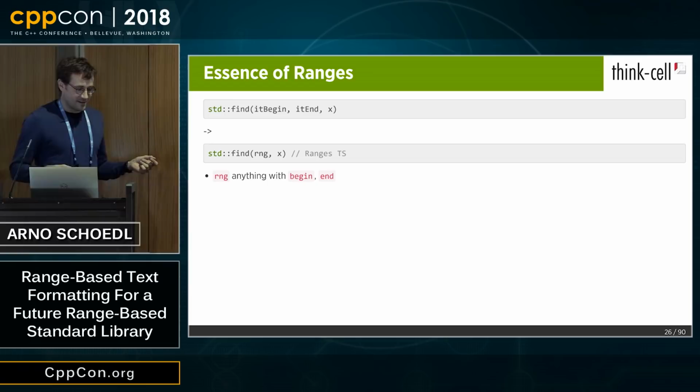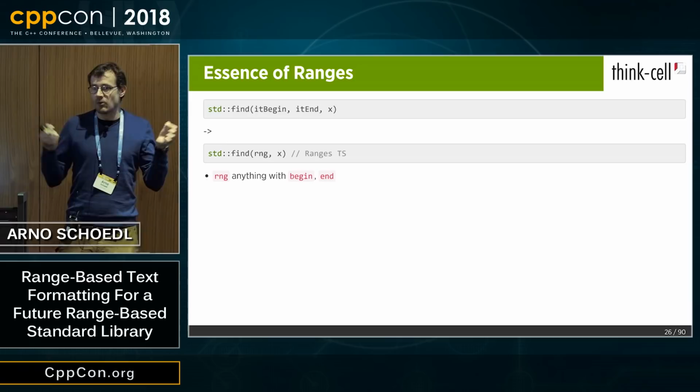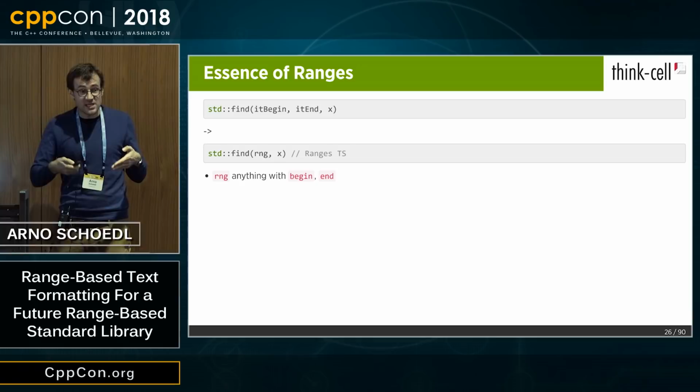Iterators come usually in pairs. You have a begin and an end. And there's no good reason why this begin and end are really two separate objects. You're just going to mess it up. So we want to put that into one object. That's the goal.